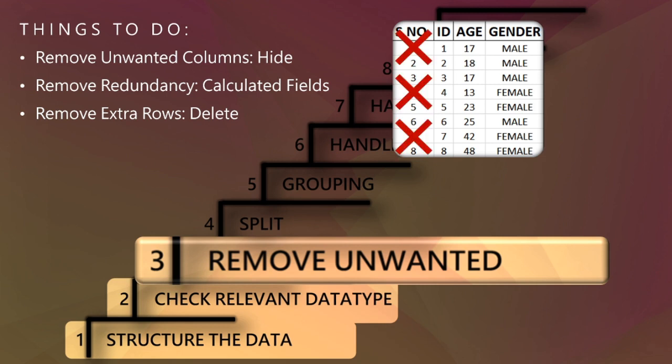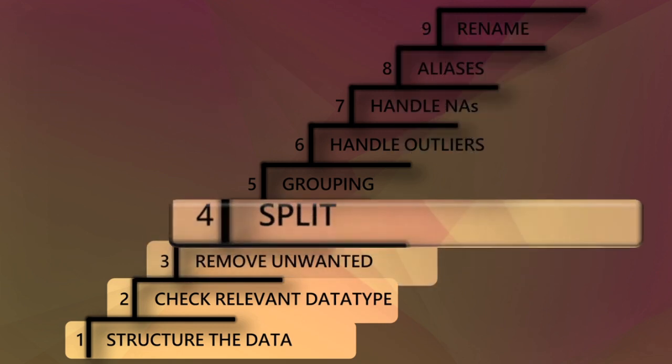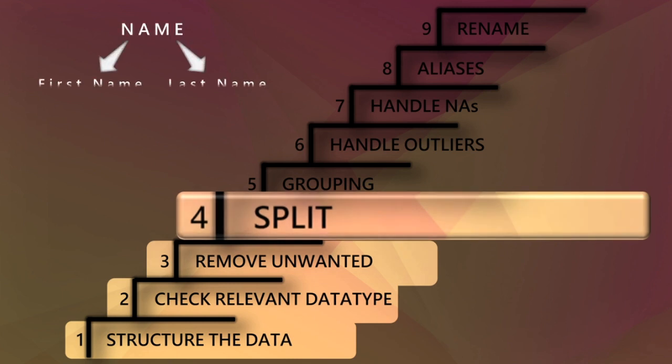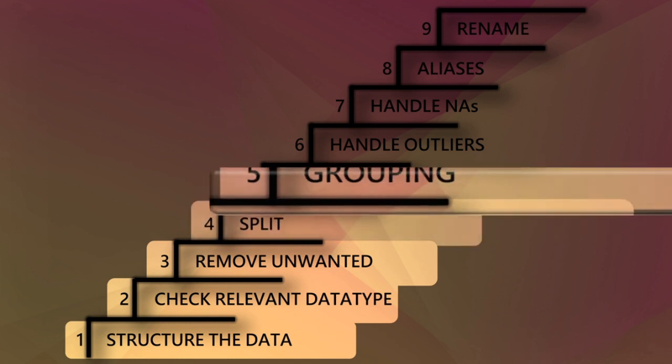After unwanted values removal, we have splitting. It is also called parsing, as many times our data have composite columns such as name, which can be reduced to first name and last name. So splitting would be beneficial if data needs to be separated. So after splitting, we will be moving to grouping.